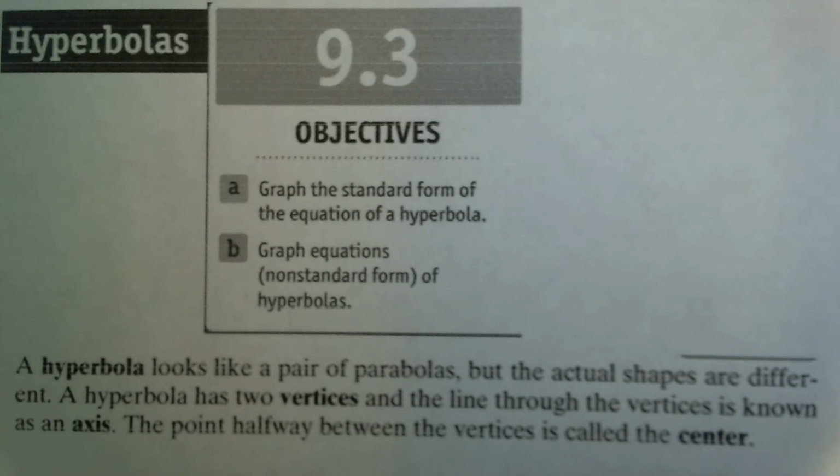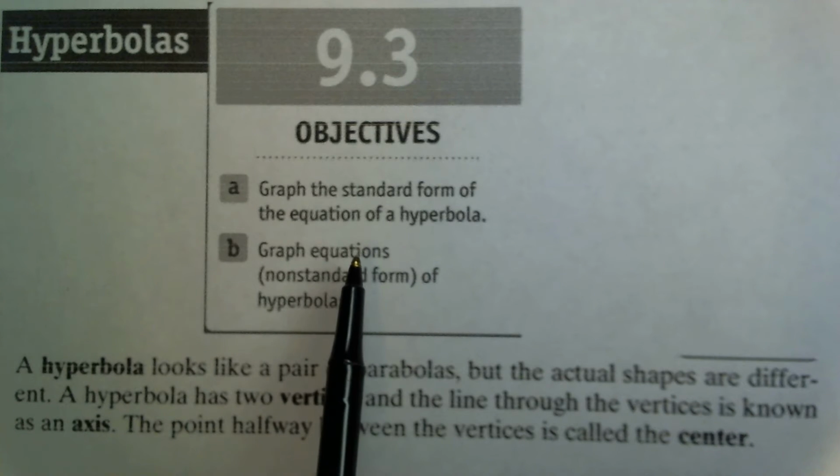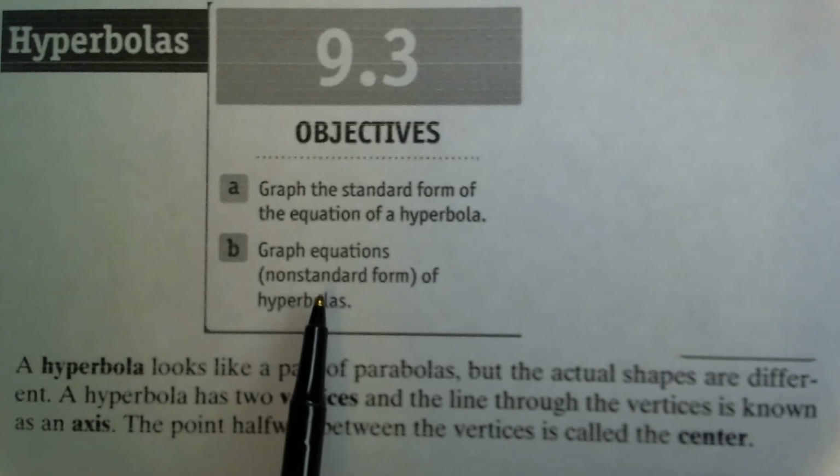The third conic section, the fourth conic section actually we talked about in the beginning, are hyperbolas. And so here, section 9.3, the objectives are to graph the standard form of the equation of a hyperbola. And there's also a non-standard form of the hyperbola. We're going to look at how to graph that.